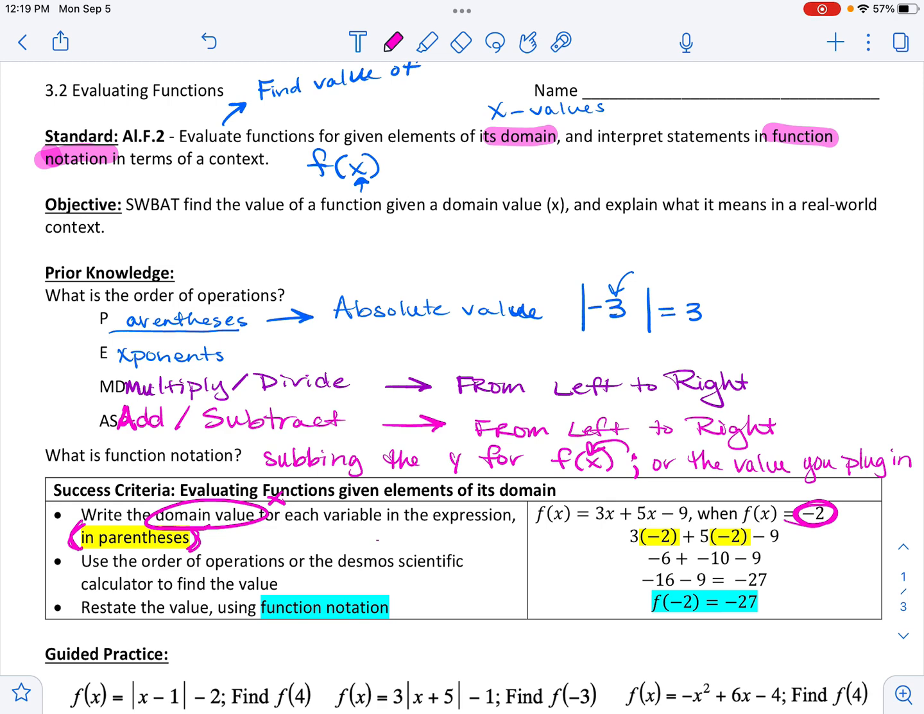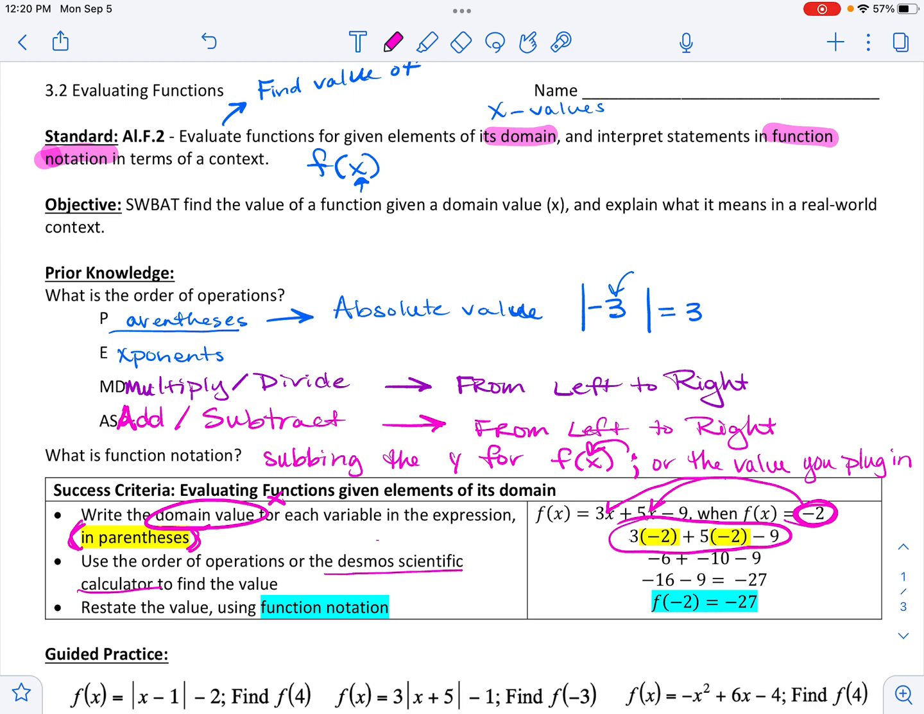In this example, we have f of x is equal to 3x plus 5x minus 9, when x is equal to -2. All we're going to do is take this -2 and plug it in for the x. Everywhere we see an x, we put parentheses and we put our -2 inside those parentheses. Then we use the order of operations or the Desmos scientific calculator to find the value. I'm perfectly fine with you checking your work or putting this entire expression exactly as it's written into Desmos. You have to put the parentheses. It has to look exactly like this.